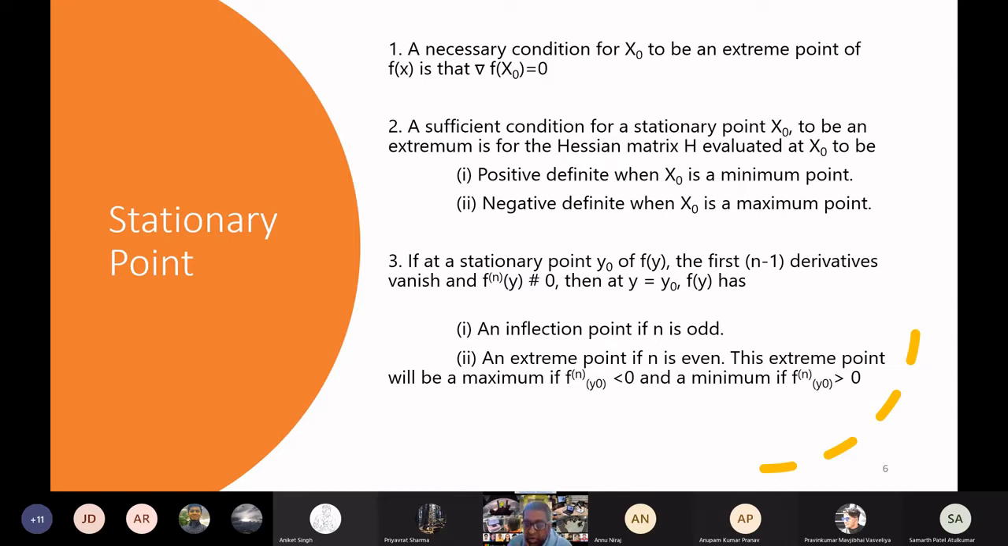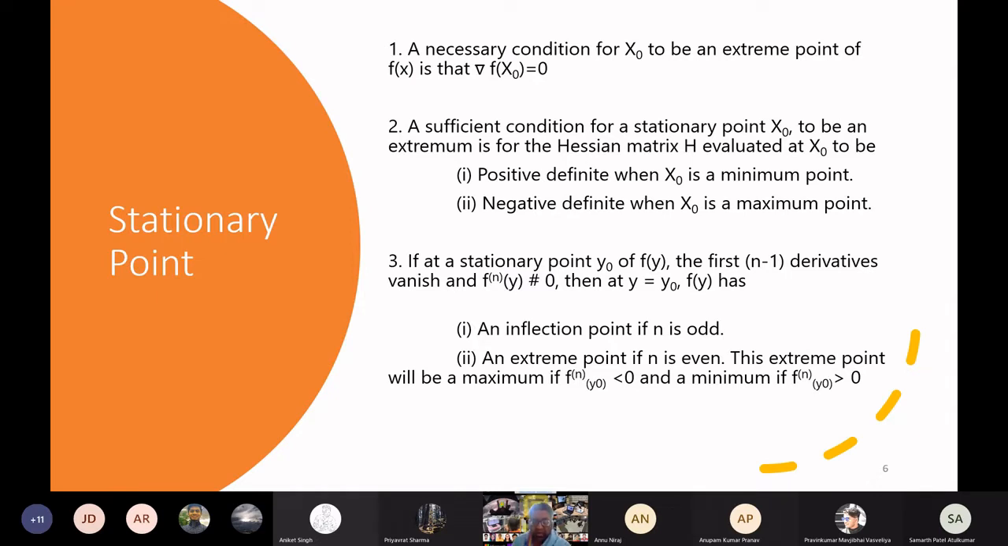And if at a stationary point y0 of f(y), the first n-1 derivatives vanish and the nth derivative is not equal to 0, then at y equal to y0, f(y) has an inflection point if n is odd and an extreme point if n is even. And this extreme point will be a maximum if the nth derivative at y0 is less than 0 and a minimum if the nth derivative at y0 is greater than 0. So if you put n equal to 2, then you will get exactly what we have been taught in our school days differential calculus. Okay, so we'll see an example of that.